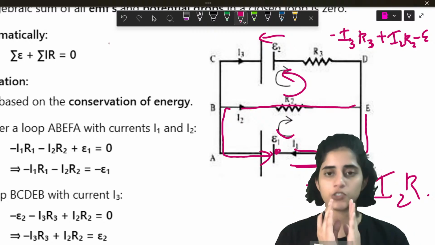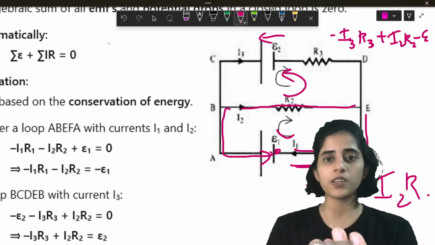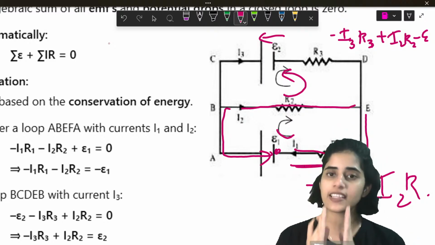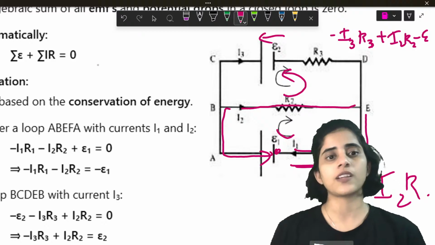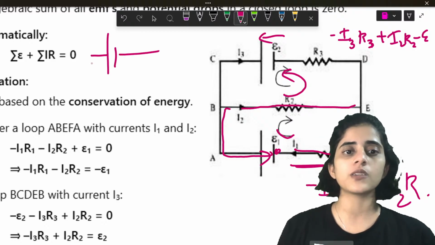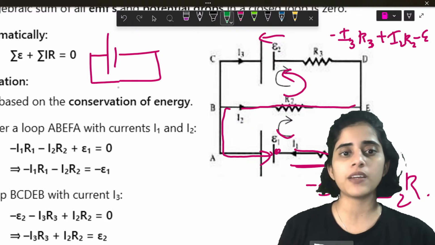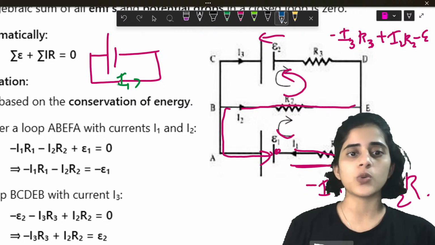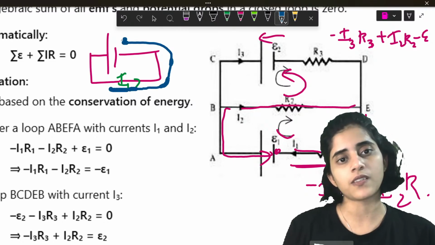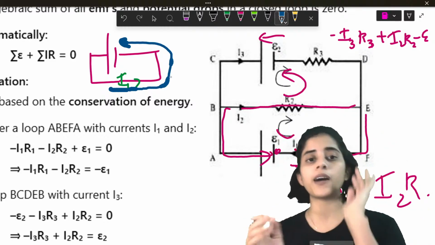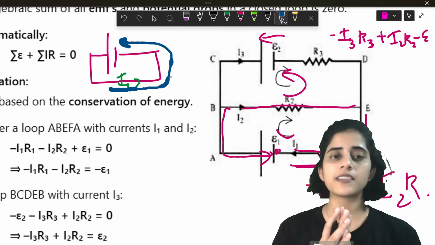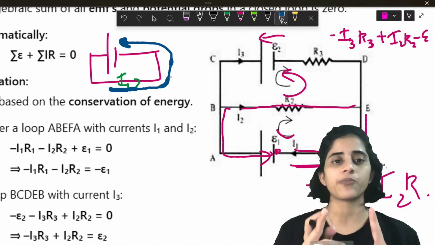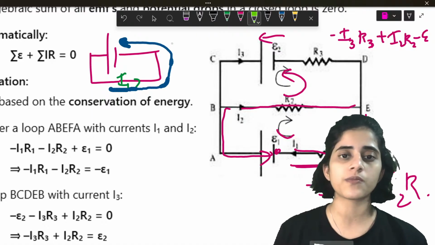Now, if on the way in the direction you are moving there is a battery, and you enter the battery from the negative to the positive, you put it as negative. So imagine this is a battery, and you are coming, with current I1 here in this direction, and you are coming like this. So I1 is along your path, so you take it as positive. But when you reach the battery, you're going from the negative terminal to the positive terminal, so it becomes minus.